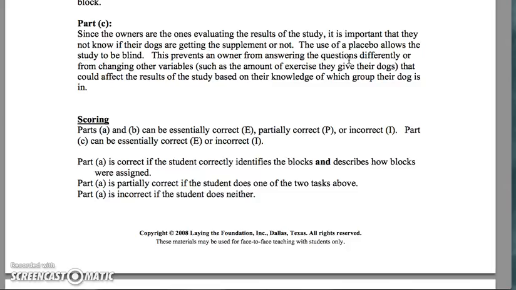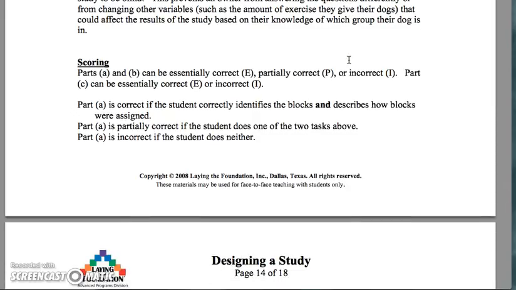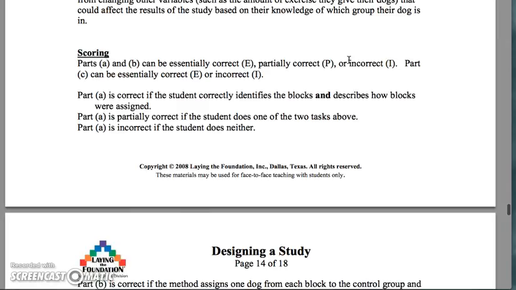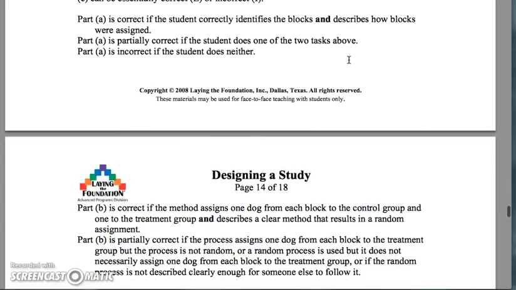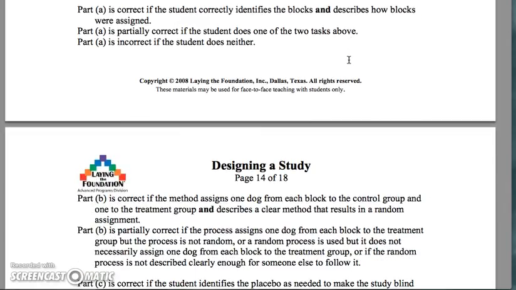And here are the scoring guidelines. Parts A and B can be essentially correct, partially correct, or incorrect. Part C can be essentially correct or incorrect. So part A is correct if the student correctly identifies the blocks and describes how blocks were assigned. Part A is partially correct if the student does one of the 2 tasks above. And part A is incorrect if the student does neither.